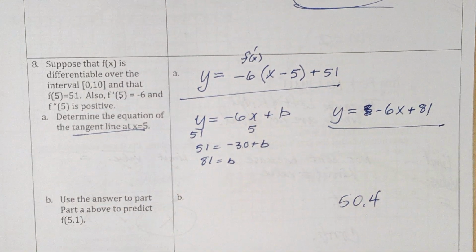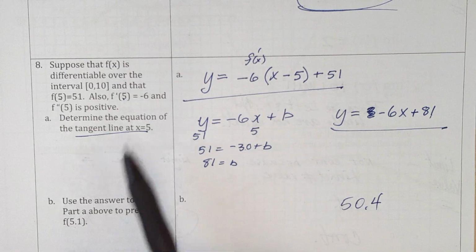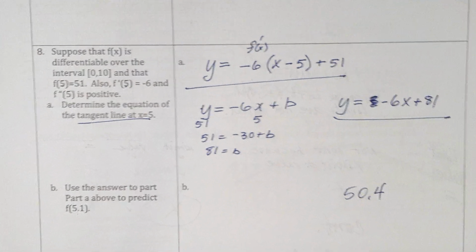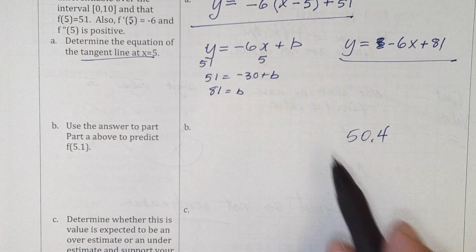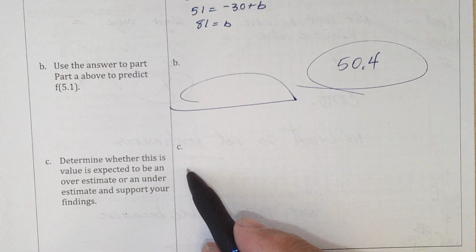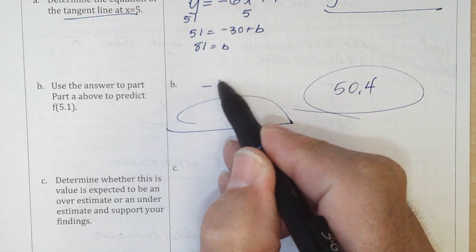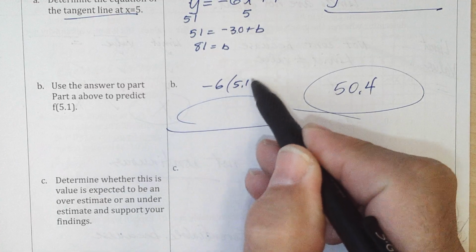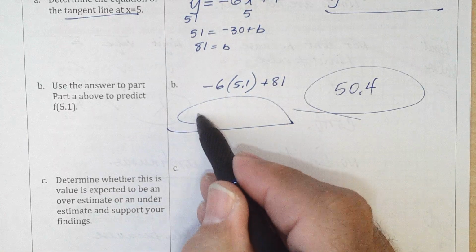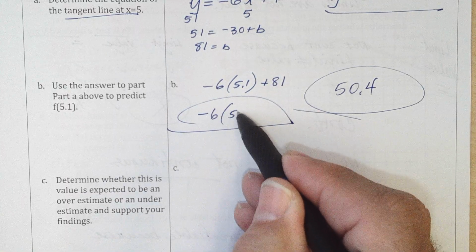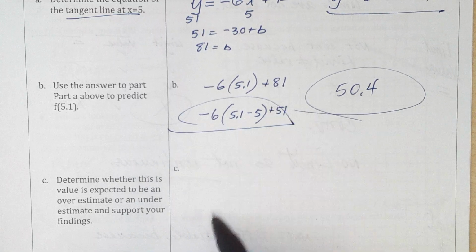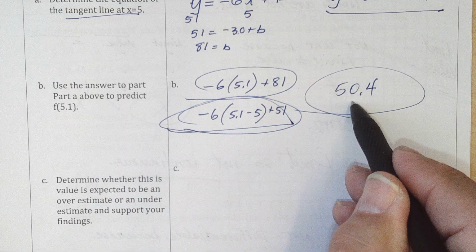Okay. It had a negative slope, and I went a little bit further than 5, and so it should have been a little bit smaller than the 51: 50.4. And I should have shown my work here. And finally, I'll do that: -6 times 5.1 plus 81, or using that equation, -6 times 5.1 minus 5 plus 51. Either one of those works and gives you that.